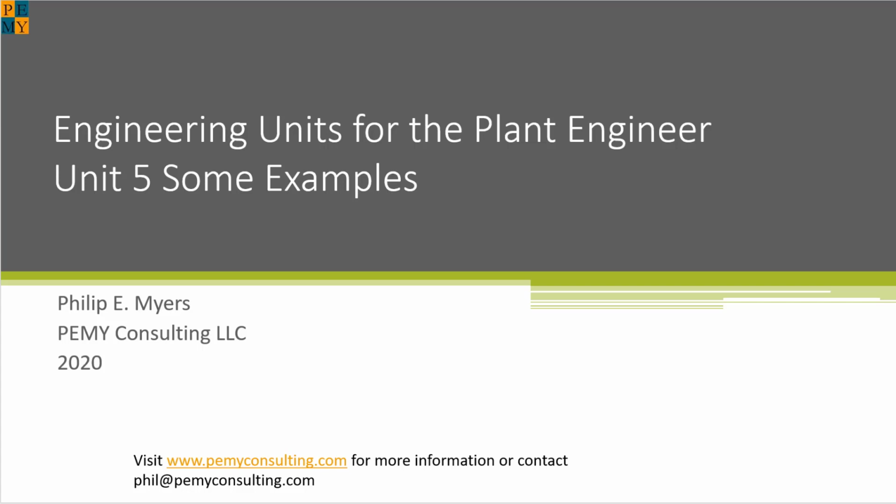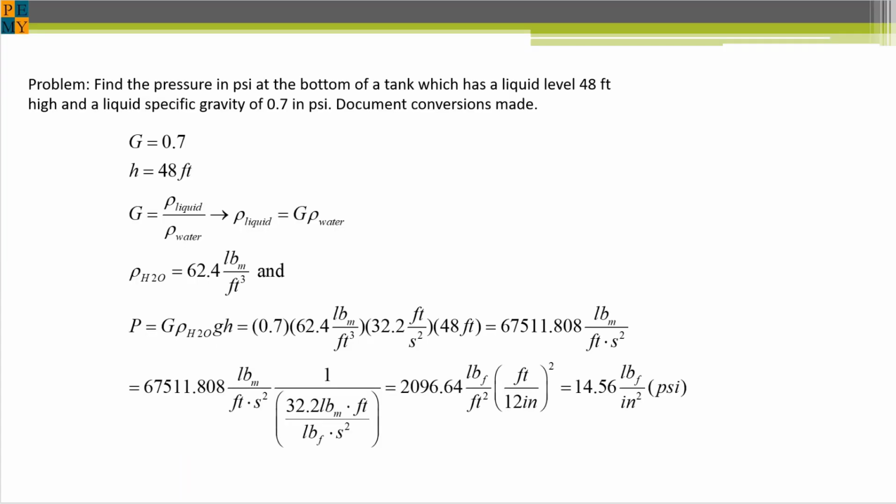This is Unit 5. We have 3 examples for you. In the first example, we want to find the pressure at the bottom of a tank. It has a specific gravity of 0.7, a liquid height of 48 feet.